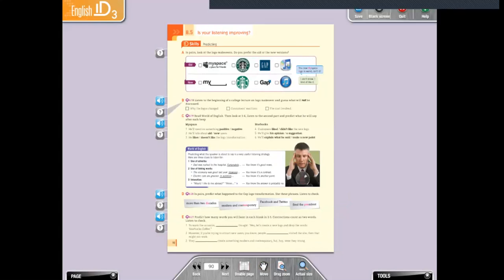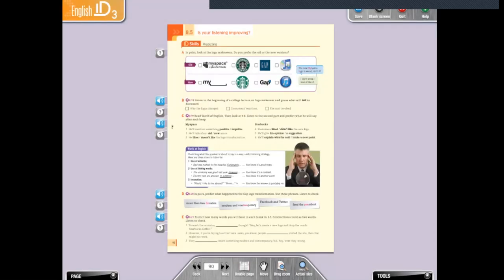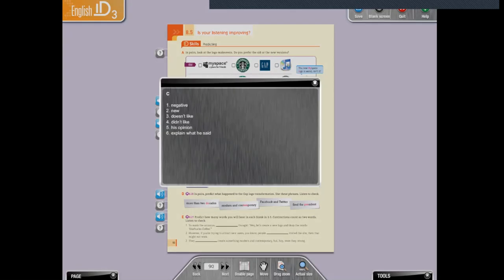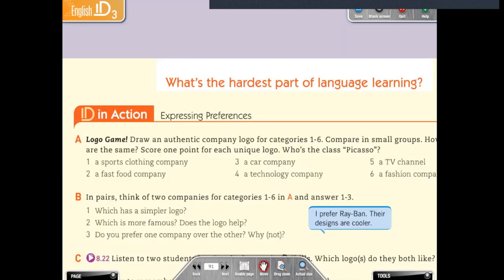Okay, just to check the answers and to verify that you have all the same in exercise B, the answer is the cost involved. So this is the topic that is not going to be discussed in the lecture. And actually, we did not hear anything related to prices. Then in exercise C, the words that you were supposed to underline or circle in number one, negative, number two, new, number three, doesn't like, number four, didn't like, five, his opinion, and six, explain what he said. Those were the answers.